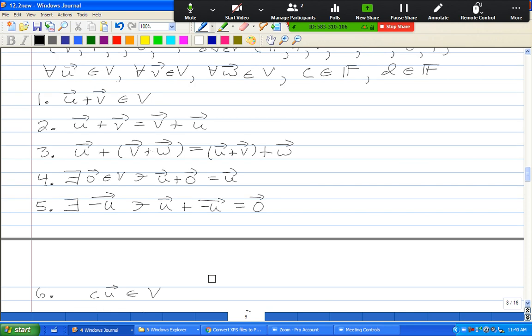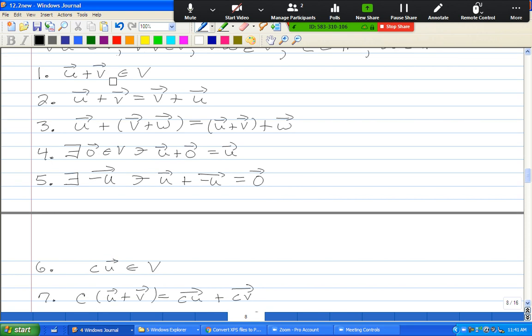So now some properties for scalar multiplication. Again, I have the closure property for scalar multiplication. If C is any member of your scalar field and U is any member of your vector space, then the scalar multiplication of the scalar C with the vector U is just some vector in the same vector space V, in the same set V.